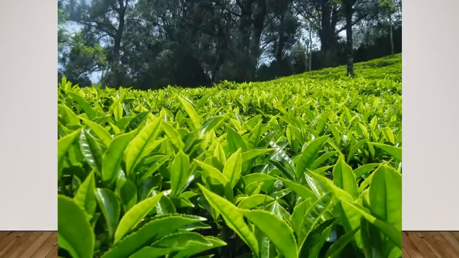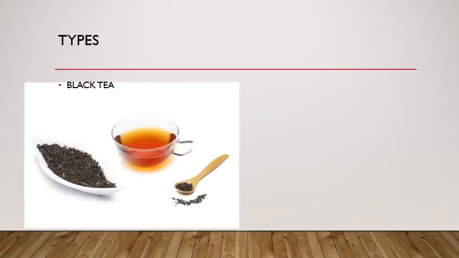So tea is both a tropical and a subtropical plant. There are three main varieties of tea. So the first one is the black tea. Black tea is prepared by drying the leaves in the sun and then rolling them mechanically between steel rollers and fermenting them. This tea is taken with milk and sugar in India.